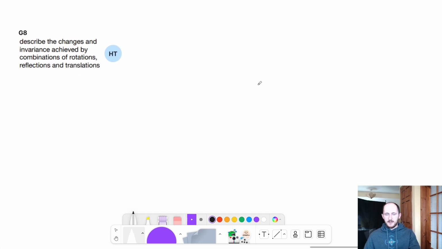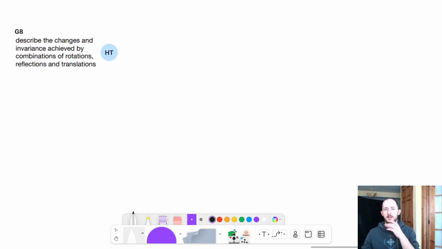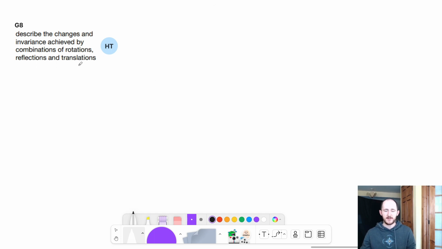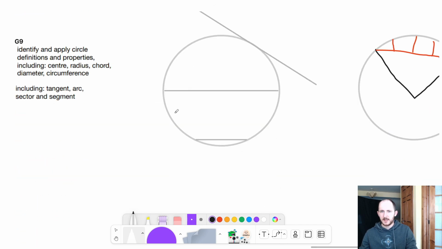And next we have, okay, and for higher tier people, you have to be able to describe changes and invariances caused by combinations of rotations, reflections, and translations. So you're just going to be doing the standard transformations and saying whether the points will change and what they'll change to. So essentially the method will be the same as just sketching these transformations themselves.